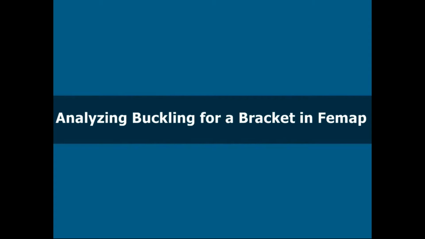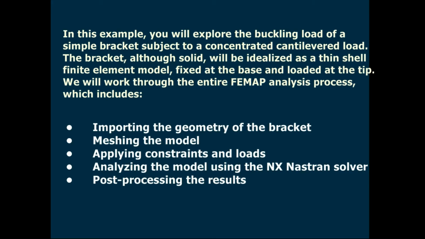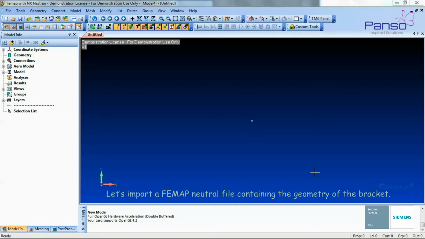In this example, you will explore the buckling load of a simple bracket subject to a concentrated cantilevered load. The bracket, although solid, will be idealized as a thin shell finite element model fixed at the base and loaded at the tip. We'll work through the entire Femap analysis.